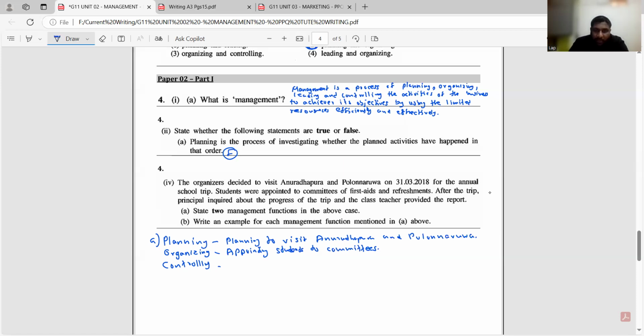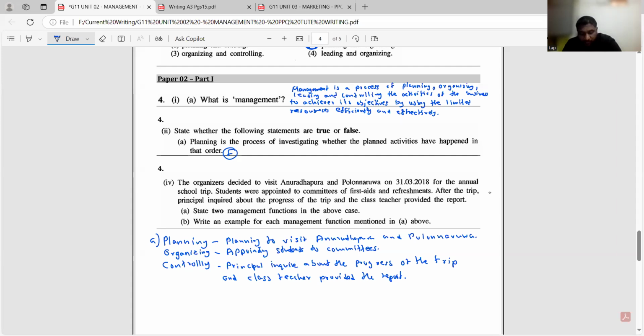Controlling: the principal is inquiring about the progress of the trip, and the class teacher provided the report. Principal inquired about the progress of the trip and the class teacher provided the report. Done.